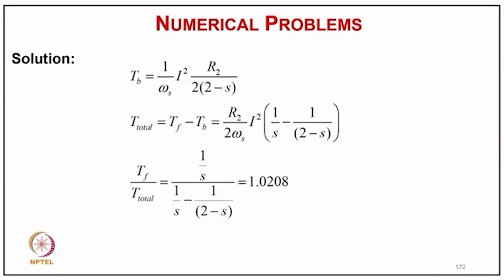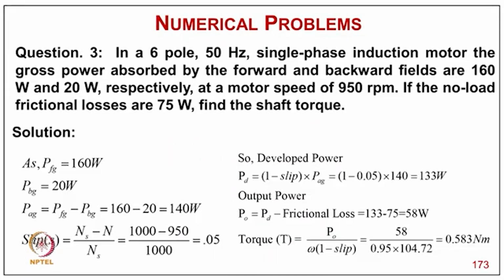So Tf equals 1 upon ωs I square R2 by 2s, and Tb equals 1 upon ωs I square R2 divided by 2 minus s. T total is Tf minus Tb, so R2 upon 2s I square in bracket 1 upon s minus 1 upon 2 minus s. Tf upon T total is 1 upon s divided by 1 upon s minus 1 upon 2 minus s, so it comes to 1.0208.